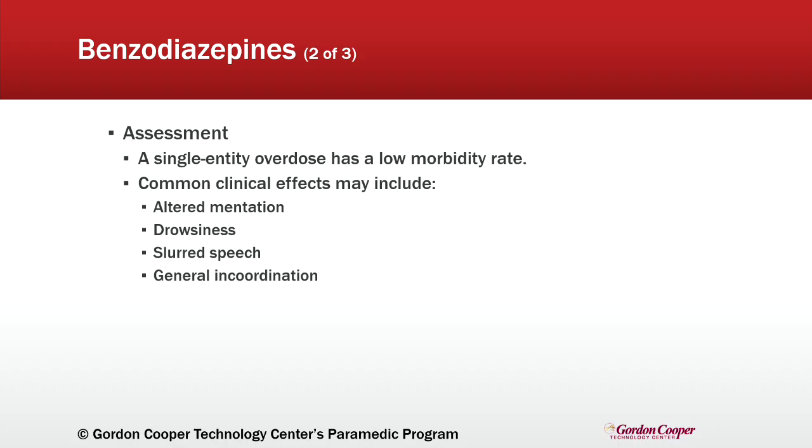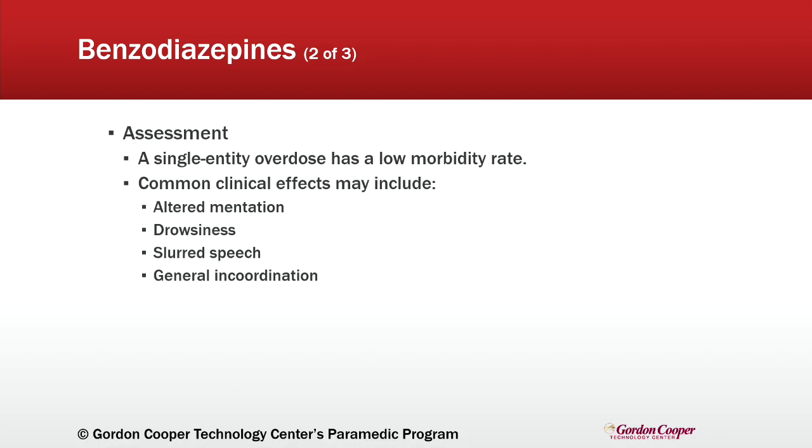An overdose generally has a low morbidity and mortality rate when it involves a single drug. So if it's just one benzodiazepine like Valium or something along those lines, they have a pretty low morbidity and mortality rate. The most common clinical effects of an overdose we'll see are altered mentation, drowsiness, confusion, slurred speech, ataxia, and a general loss of coordination. In cases of overdose, be aware that there may be multiple substances involved, because that's typical of overdoses. Withdrawal from benzos is rarely life-threatening, but can include symptoms like tachycardia, shaking, confusion, and seizures.